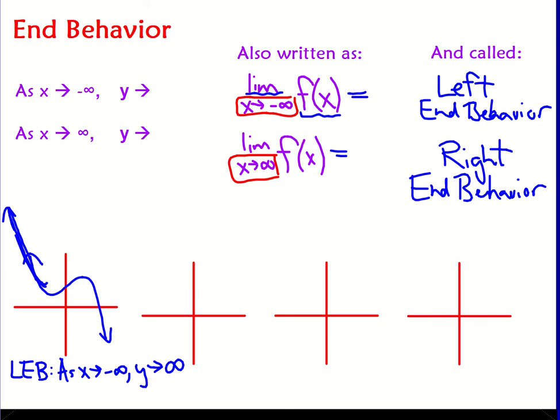I can also then talk about the right end behavior. For the right end behavior, as x goes to the right, so we're thinking about going this way on the number line, right? As x goes to the right, y is going down. So as x approaches positive infinity, y approaches negative infinity.